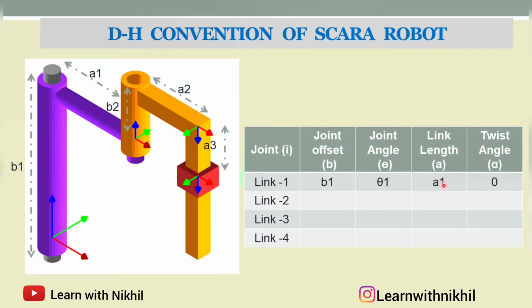Now next for the link length. The link length is between these 2 joints. Link length is represented by A1. So we have written the link length as A1. And finally for the twist angle. The twist angle is represented by these 2 z-axes. And these 2 z-axes are parallel to each other and pointing in the same direction. So the twist angle is 0. So now this is for link 1.